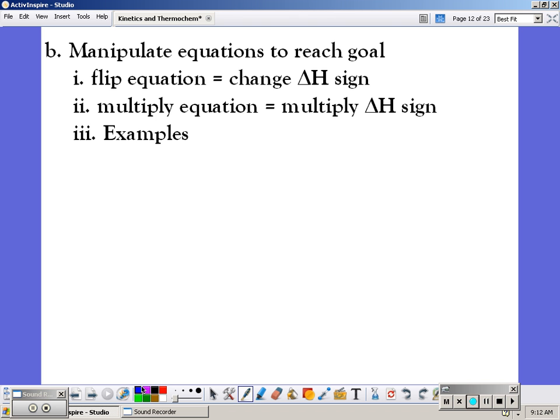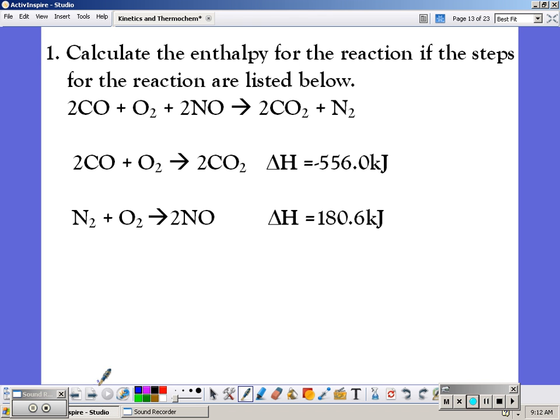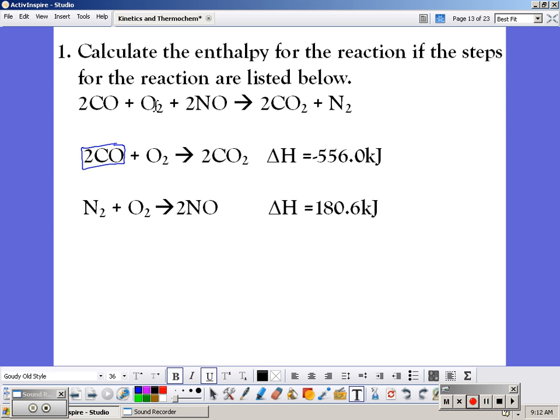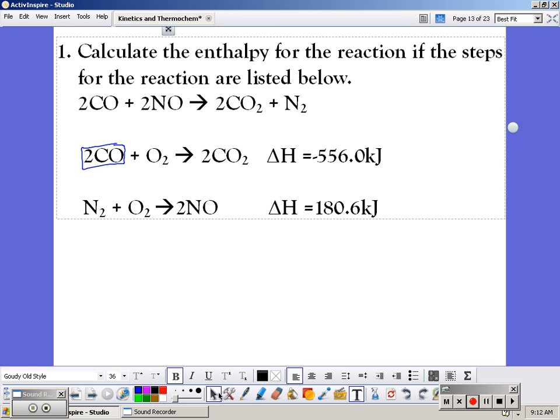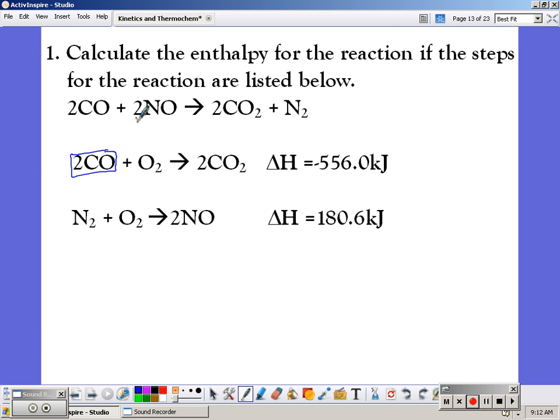So if I look at the first example, I need 2 COs as a reactant, which I have right here. So I don't want to change this reaction at all. I don't want to change this delta H value at all. I'm sorry, there's a typo in this problem. Let me fix the typo. Alright. I need 2 NOs as a reactant. Well, my NO is sitting down here, but it's listed as a product.